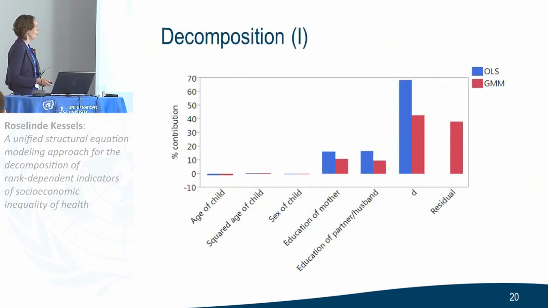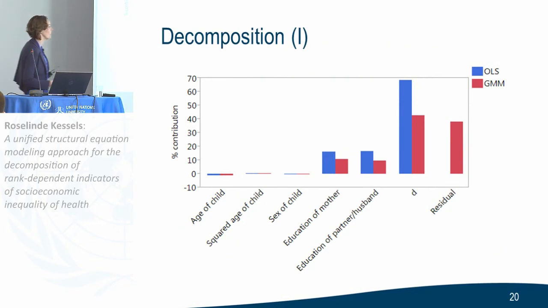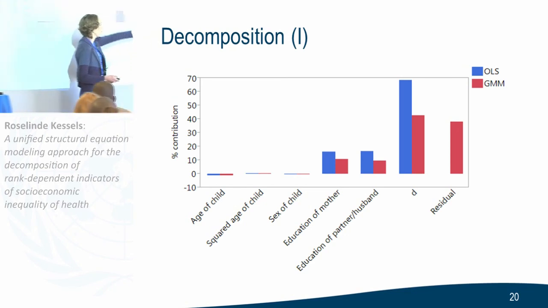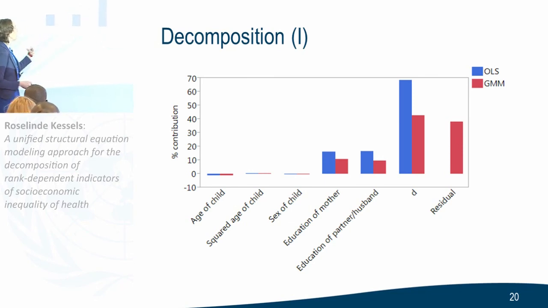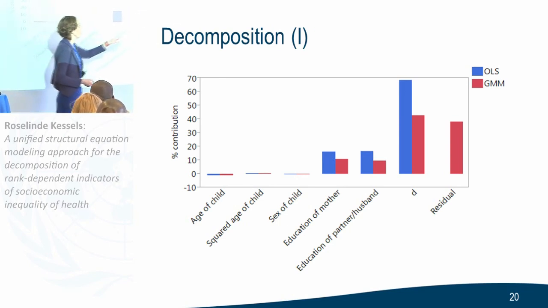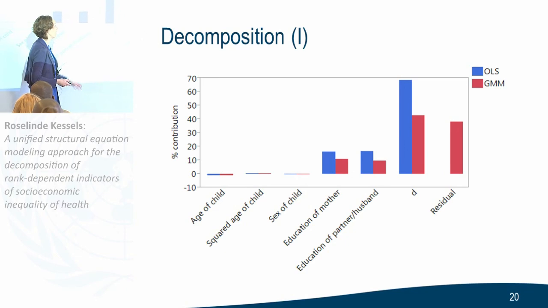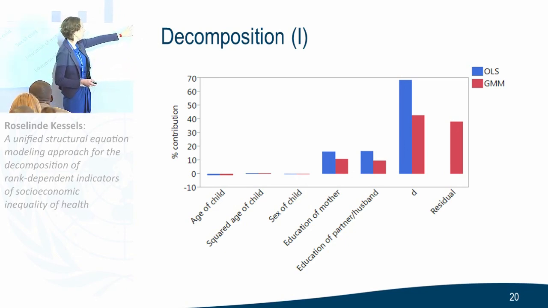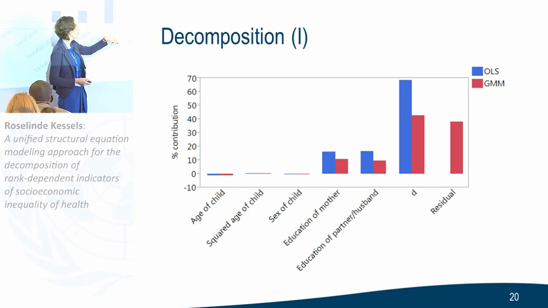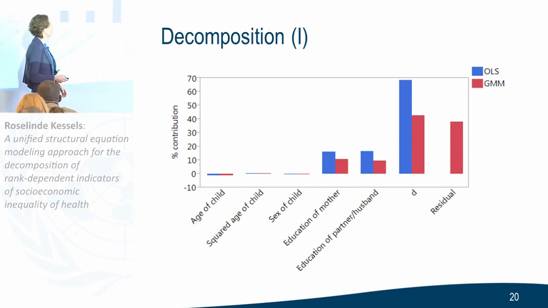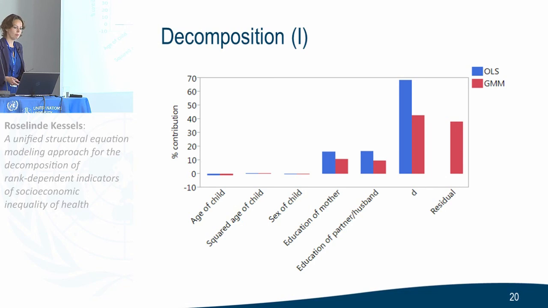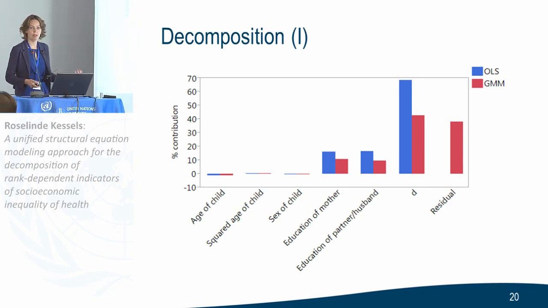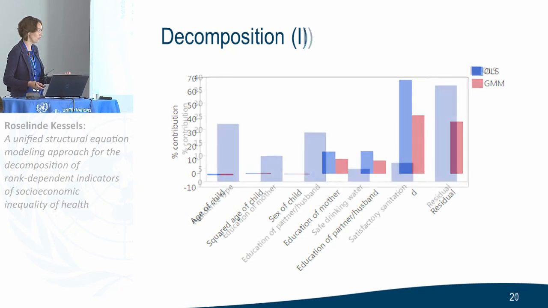And based on this GMM analysis, one can do these decompositions, the most famous of which is the health-oriented decomposition. So using GMM compared to OLS, we see that the contribution of our SES variable using OLS is close to 70%, whereas using GMM, it drops to about 40%. Using OLS, we don't have a residual term, it's zero if we include D in our regressions, whereas using GMM, the residual component equals 28%. So we get a different picture, whether we include D or not into our regressions here.